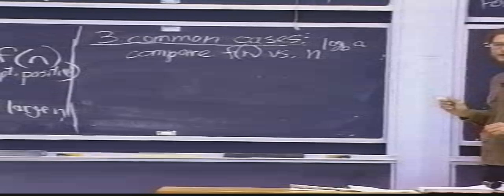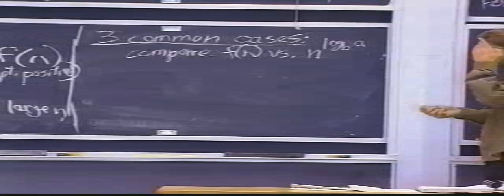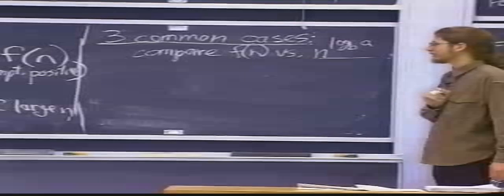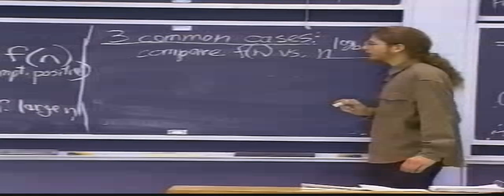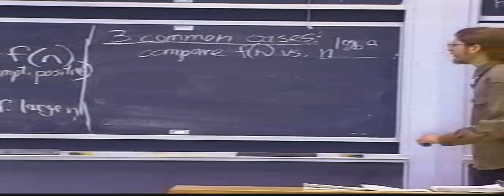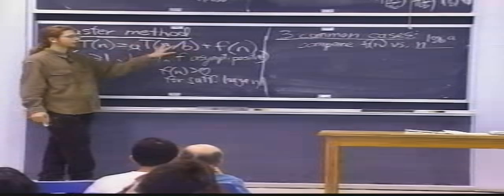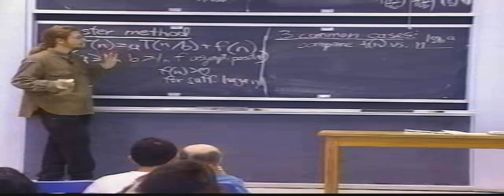That should not be intuitive yet. It will be intuitive later on. Okay, I would prefer to state the theorem before I say why this. But I will give you the intuition first. The intuition says f(n) is our merge cost. n to the log base b of a is how much time we spend over here in the recursion. Okay, that's a rough idea.